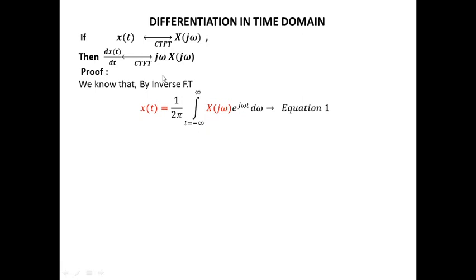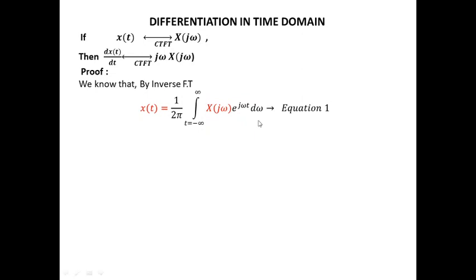When you go by the analysis equation, we will not be able to prove it. Hence, we are taking the synthesis equation, that is the inverse continuous time Fourier transform equation. x(t) equals 1/2π times the integral from minus infinity to infinity of X(jω) e^(jωt) dω, and this is equation number 1.